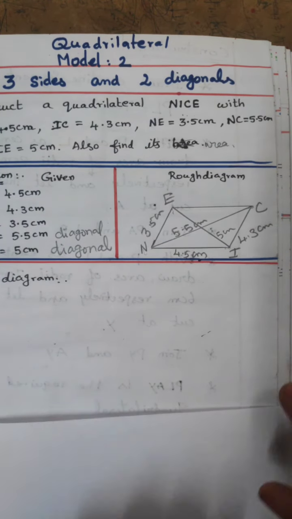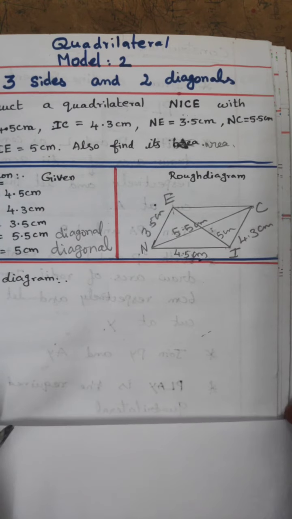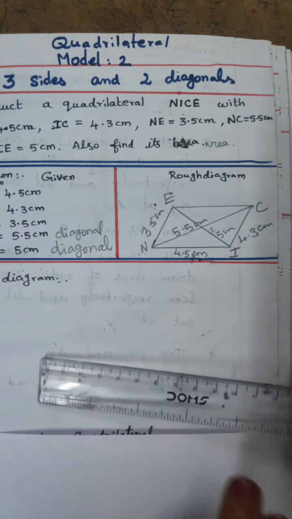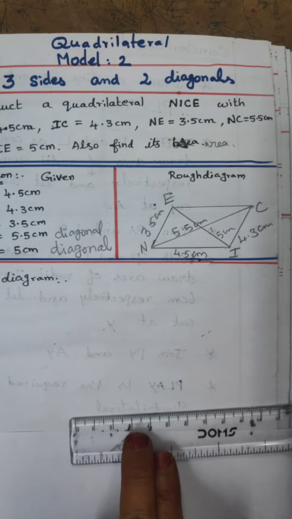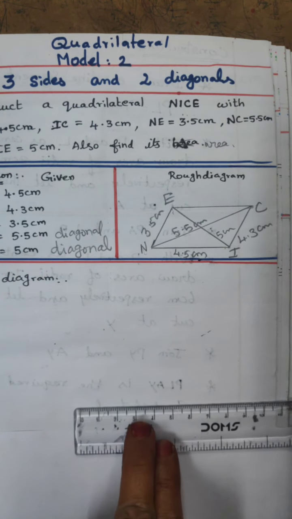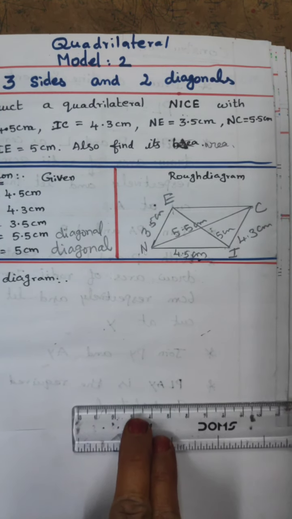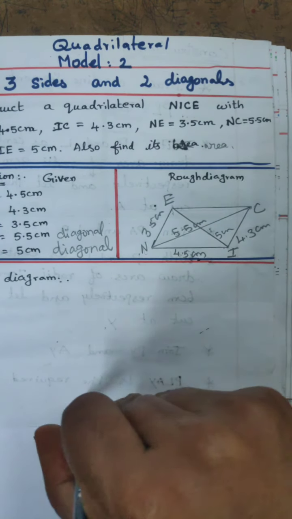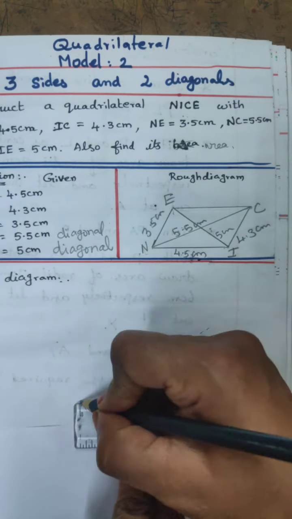Next I start the sums. How to do the sum? First you measure NI equal to 4.5 centimeters. See there how I measure. Very carefully you see. First, 0 straight, you start at one point. Zero straight, one point.